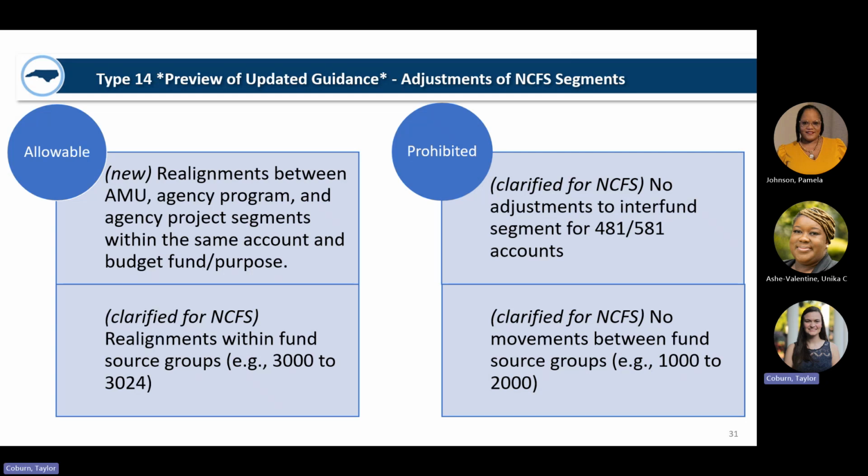A couple of actions that are prohibited on Type 14 include adjustments to interfund segments for your 481 and 581 accounts. This is not allowed on a Type 14 and would need to be submitted to OSBM on a Type 12 revision. Additionally, no movements between fund source groups, so this would be movements from a 1000 to a 2000 fund source group, would be allowed on a Type 14. Those adjustments would need to be submitted to OSBM on a Type 12 revision.